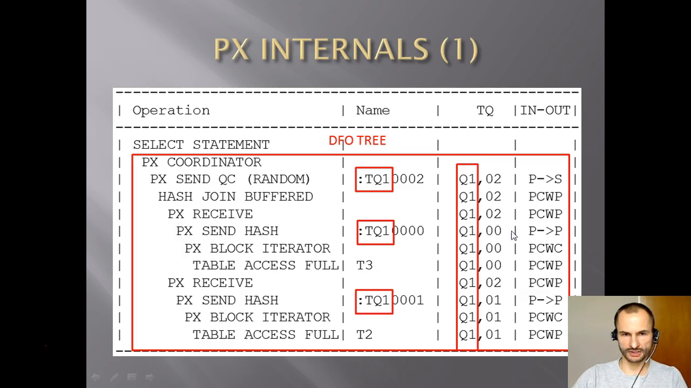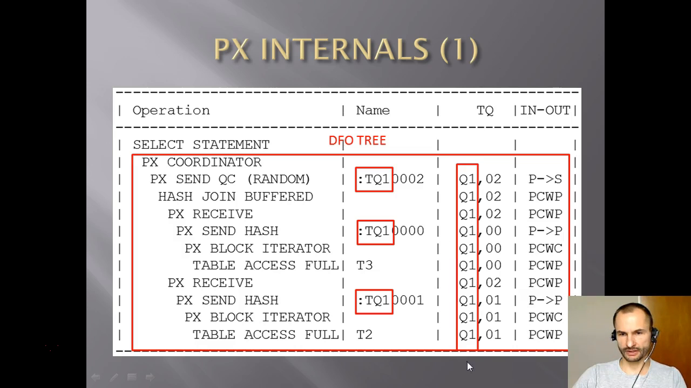So as you've just seen here, we have this multiple child and parent data flow operations, and they all belong to the same DFO tree because they are all below the same PX coordinator. So whenever you want to understand where this DFO tree starts, it's very simple. The PX coordinator operation is the root node of this DFO tree, and below this PX coordinator there will then be one or many of these data flow operations.